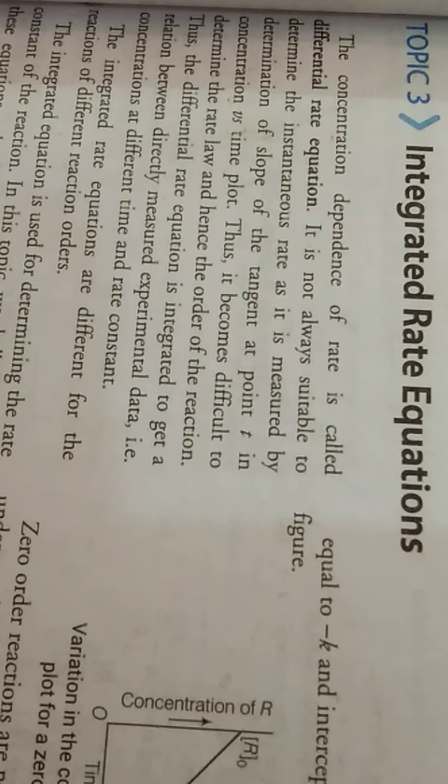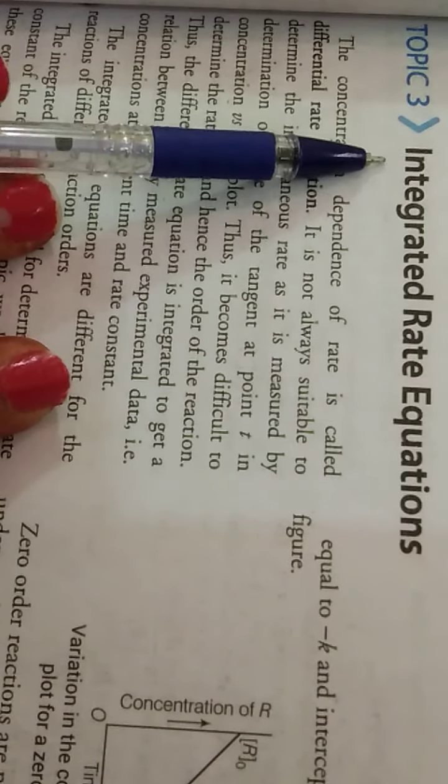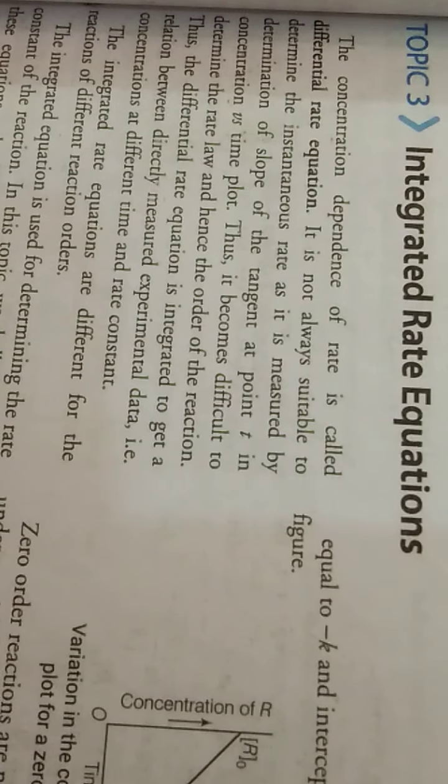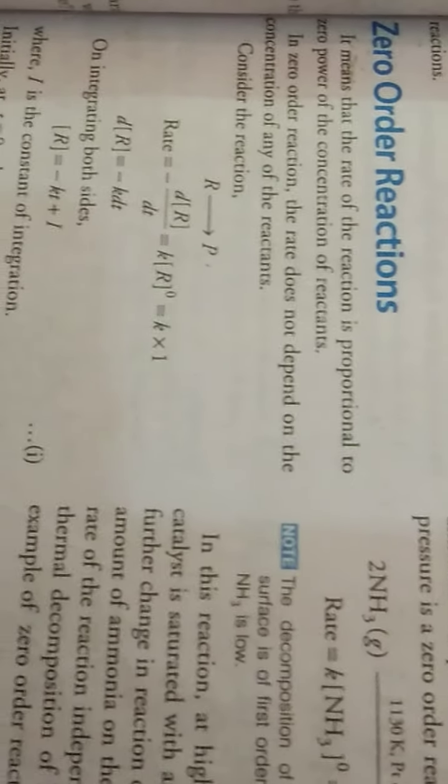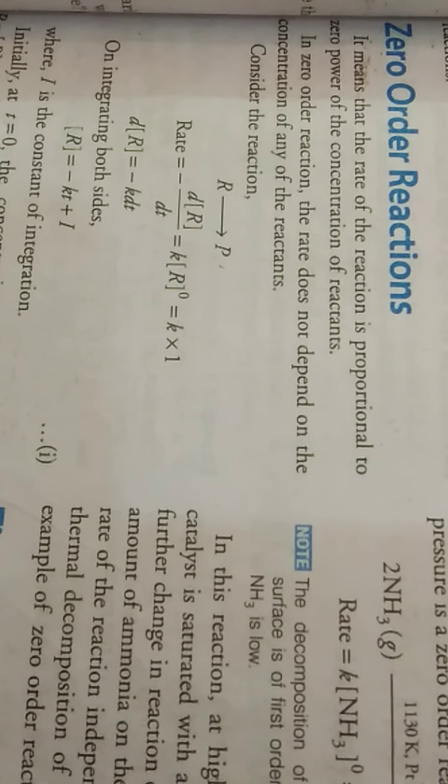Why do we use this? Because it is not always suitable to find out the instantaneous rate at a particular instant of time. It becomes really difficult to make a tangent, then find out the slope, and then find out the instantaneous rate of reaction. So that is the need for integrated rate equations. So this is all about, children, what the integrated rate equation is and what its use is.